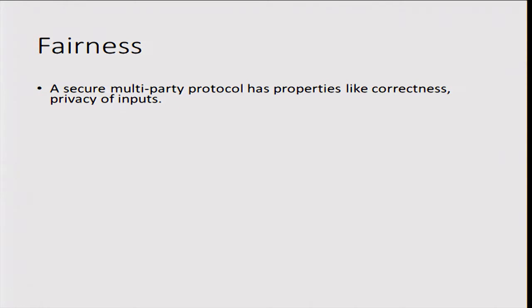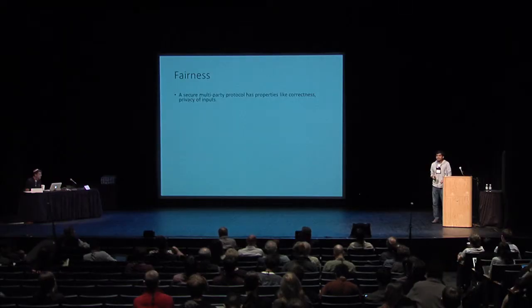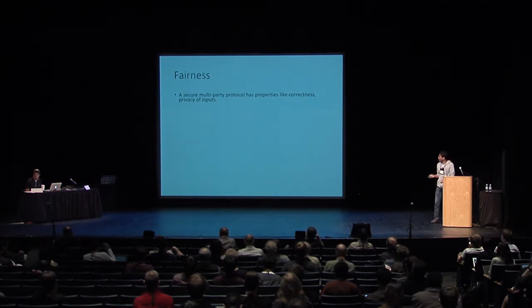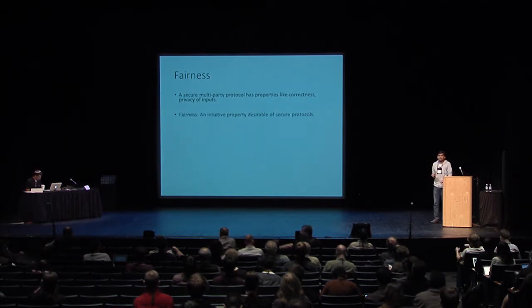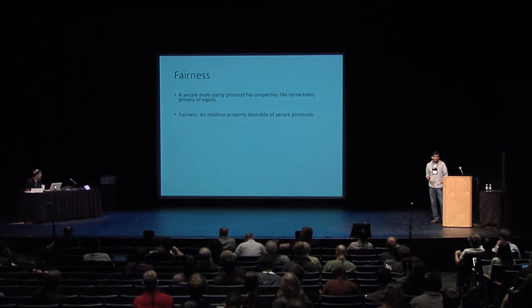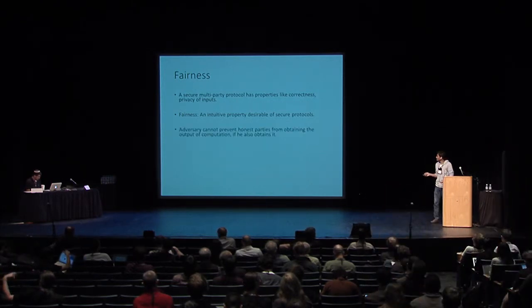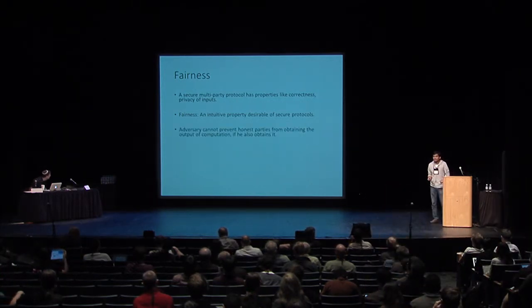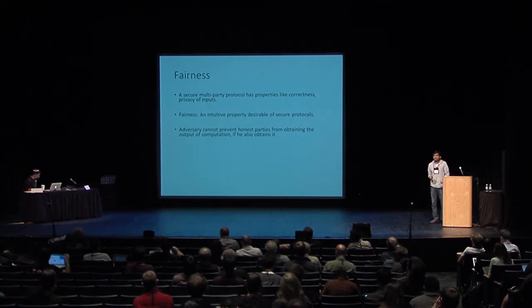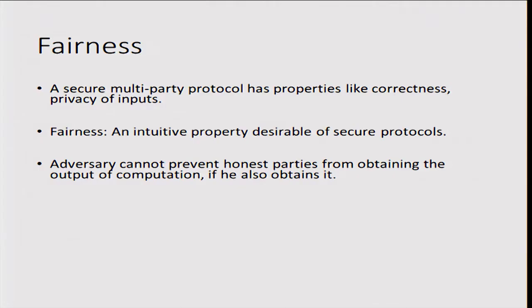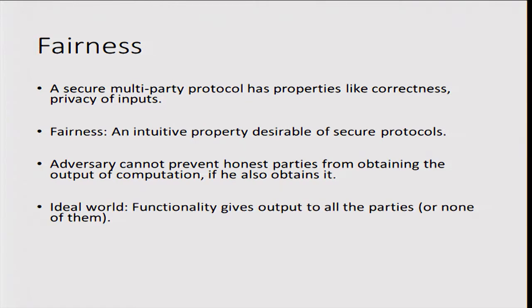A secure multi-party protocol has many properties like correctness, privacy of inputs, etc. Fairness is another intuitive property which we would like protocols to have. If a protocol is fair, then an adversary cannot prevent the honest parties from obtaining the output of the computation if he also obtains it. This is modeled by having an ideal world where the functionality gives output to all the parties or to none of them.